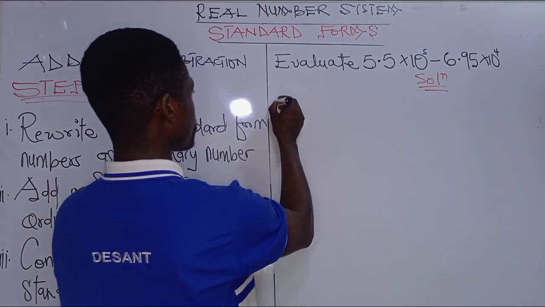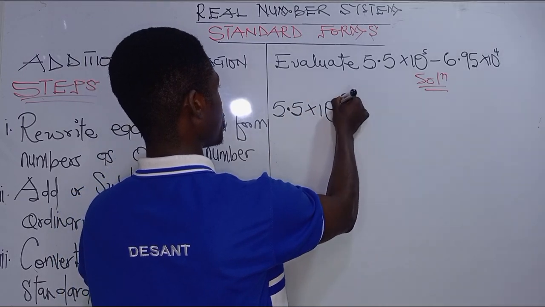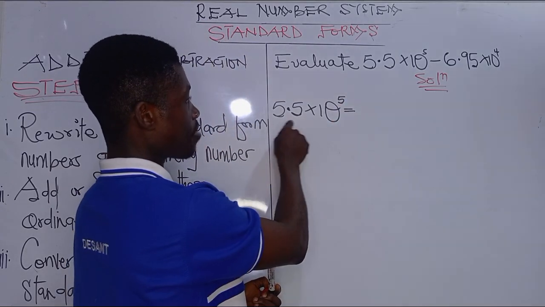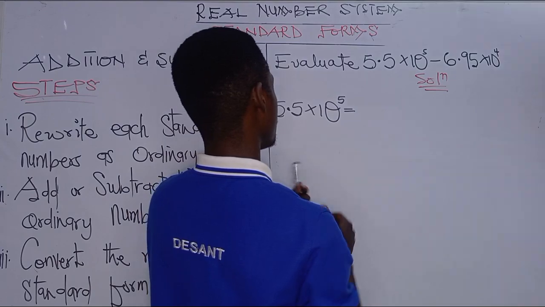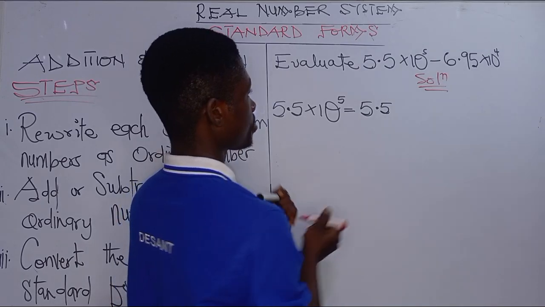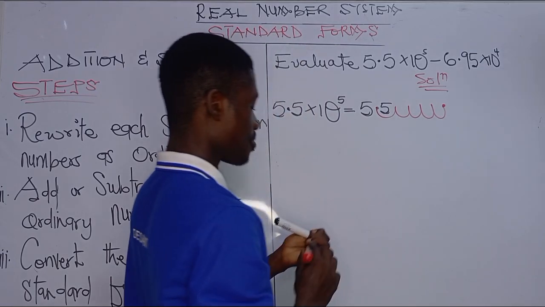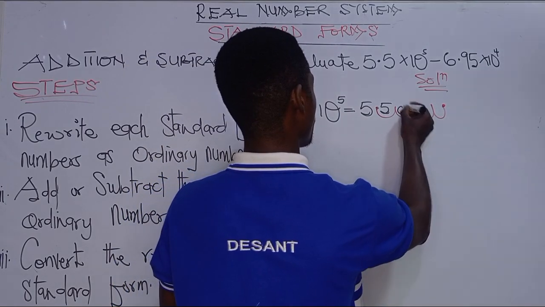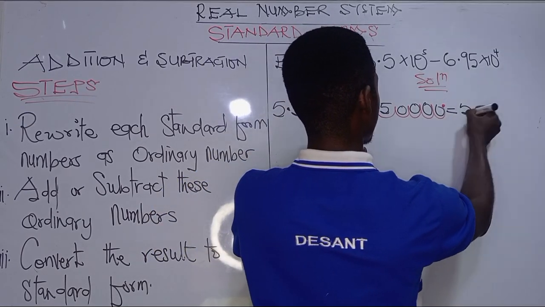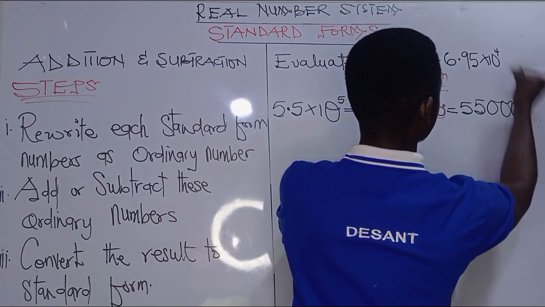So we have 5.5 times 10 raised to the power positive 5. A positive power of 10 tells us that we have to move 5 places to the right. So we have 5.5, 1, 2, 3, 4, 5. And then after that, we fill each gap with 0. So we have 1, 2, 3, 4. So our number becomes 5, 5, 0, 0, 0, and then the last 0.